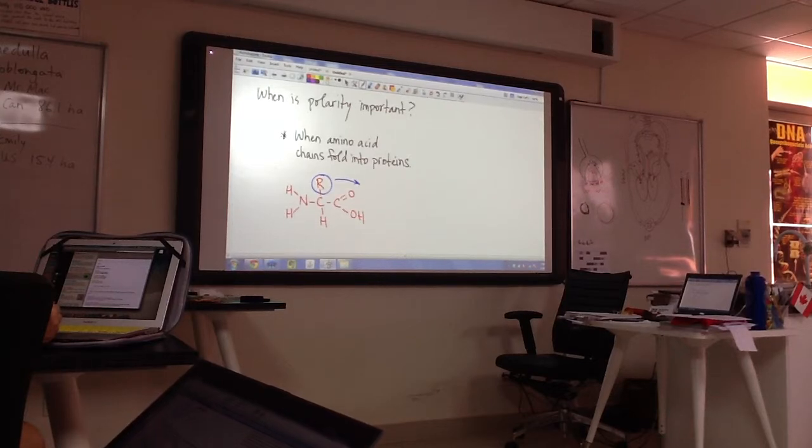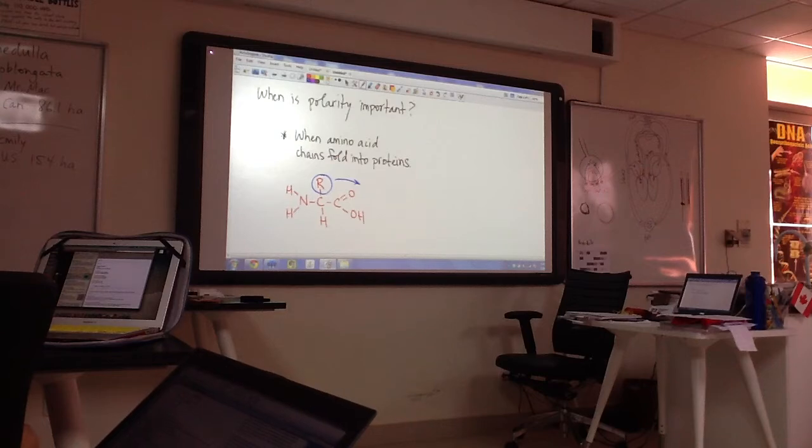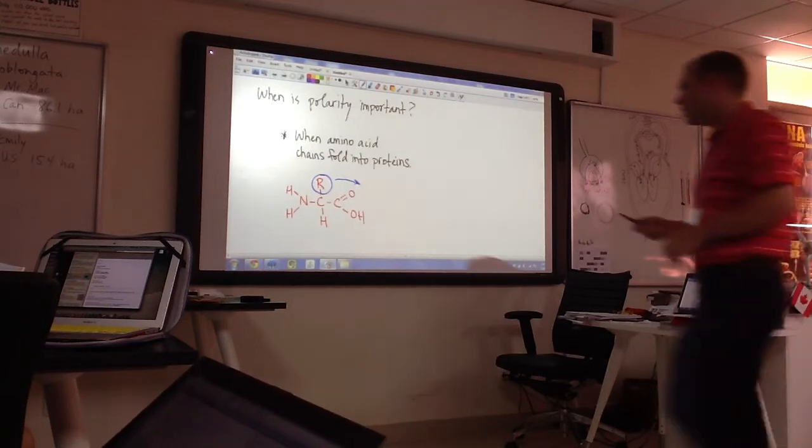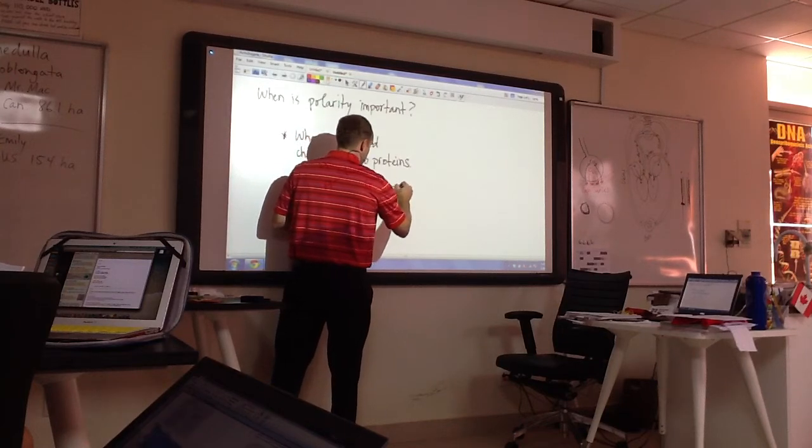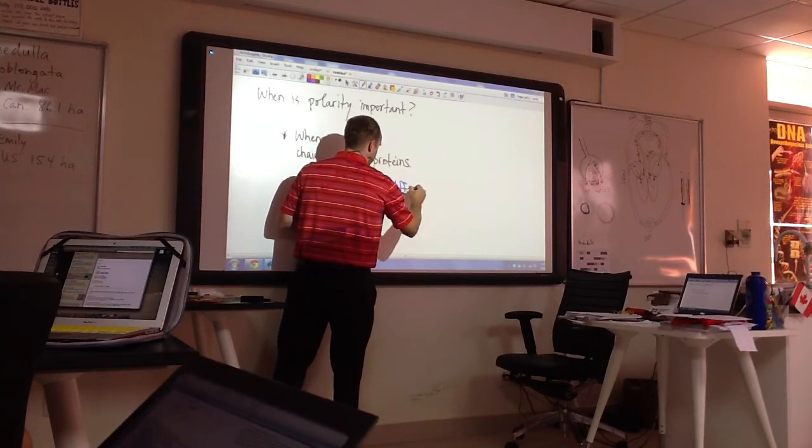When they pull together, then it's hydrogen bonding. And that hydrogen bonding is driven by the polarity of the molecules, or of the chain. So these R groups have different polarities.